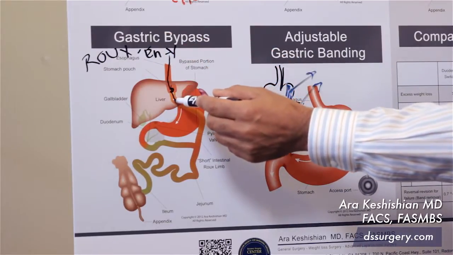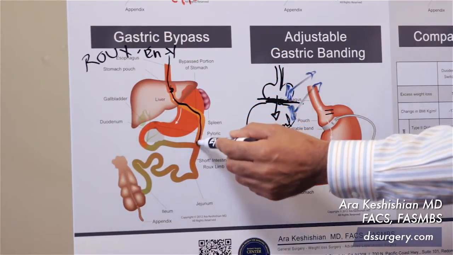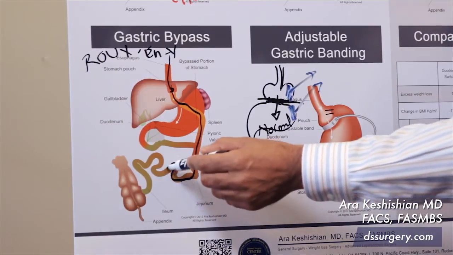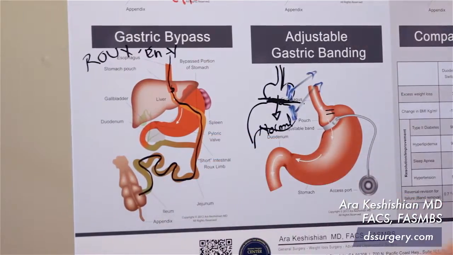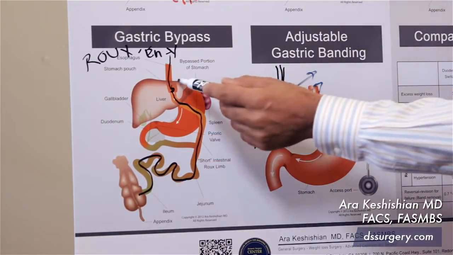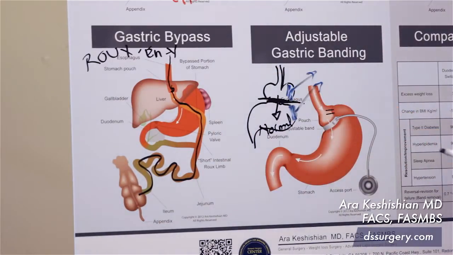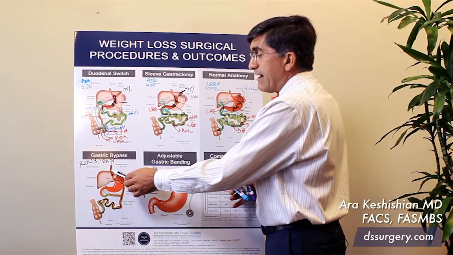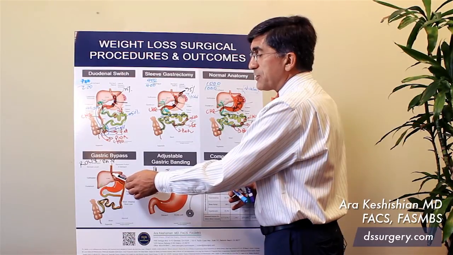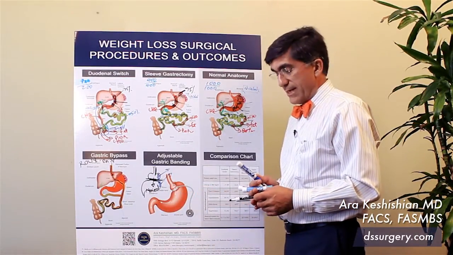and immediately goes into a loop, a segment of the small bowel, and the food travels down the entire length of the small bowel. There's a very little stomach pouch that's left at the top, so an abnormal connection is created between the pouch of the stomach and the small bowel.